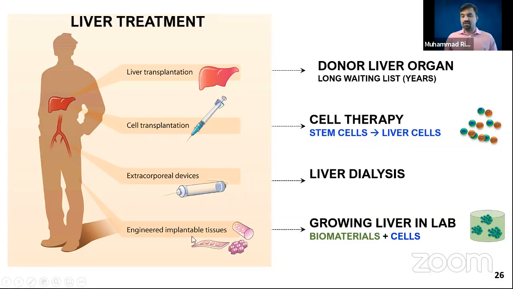And the last option is the tissue engineering based option. In the tissue engineering option, we can grow livers in the lab by combining cells and biomaterials. So I'll quickly talk about cell therapy, and then I'll move towards the tissue engineering part.